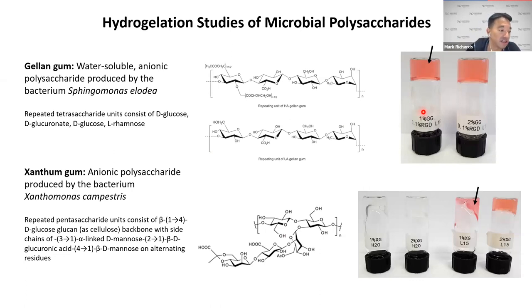I don't have much data to share on this yet, but gellan gum does form a hydrogel at 1%, probably, whereas xanthan gum at 2%. It might be better to use a lower percentage hydrogel if it can work, rather than something of higher concentration, because I don't think we want to ingest too much of this with the cells eventually. So we can also incorporate RGD groups. It's work that's ongoing, and I hope to be able to share data on this in the near future.